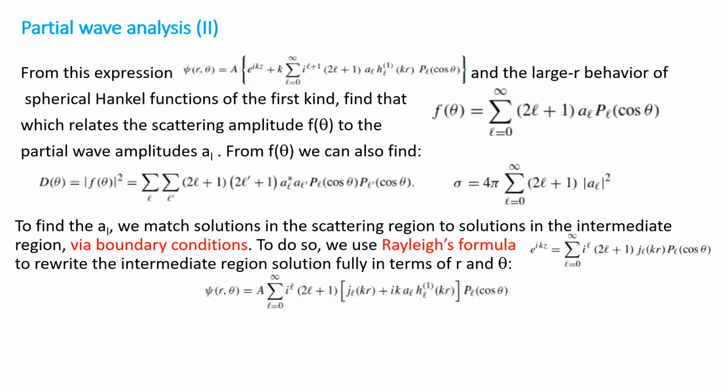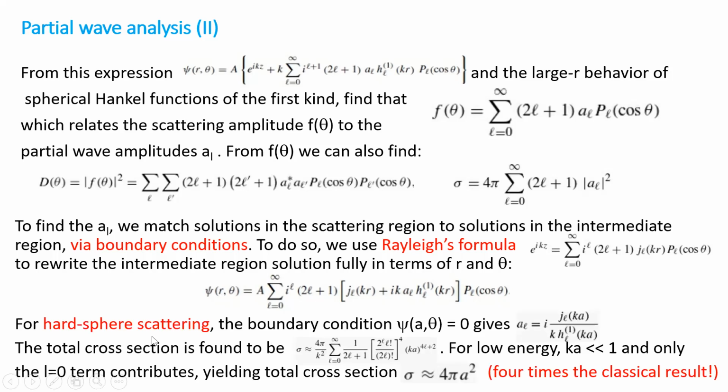So let's conclude by looking at one case which we looked at before for classical scattering, which is hard sphere scattering. So suppose we just had a hard sphere, what would quantum scattering tell us about that? Well, the boundary condition would be that the wave function at the radius of the sphere, which we'll call A here, at any angle should be equal to 0.